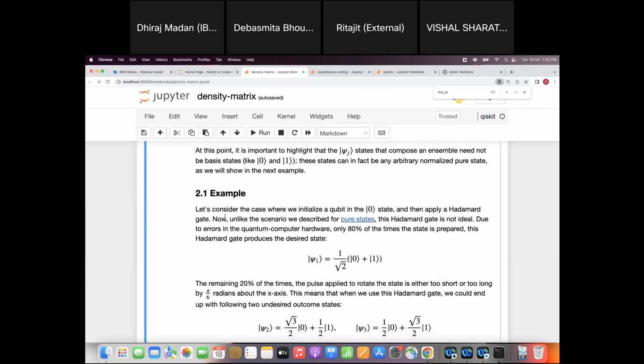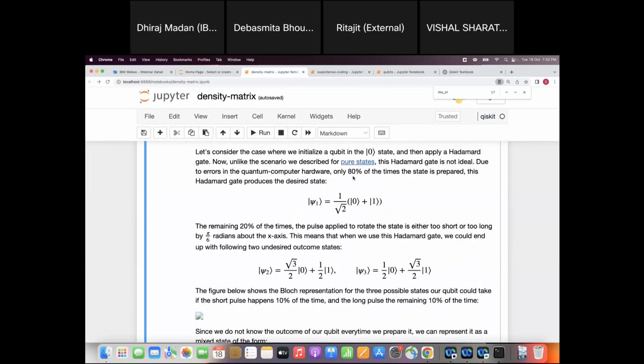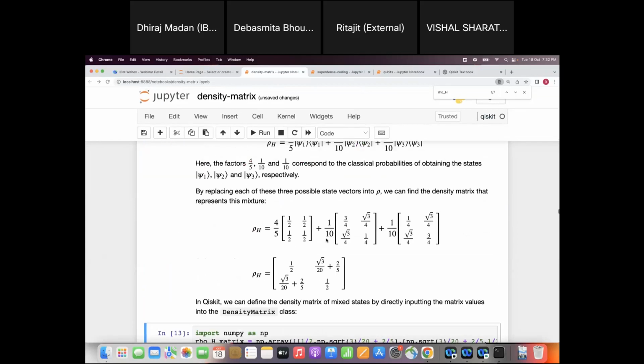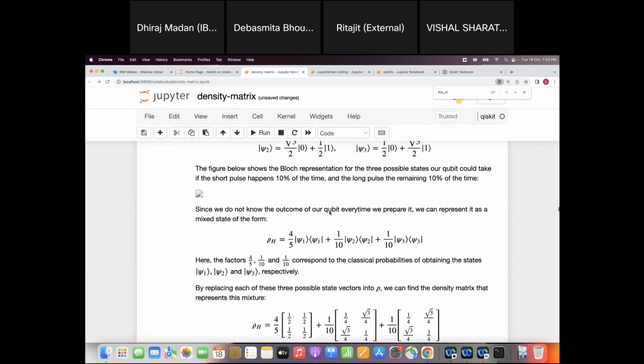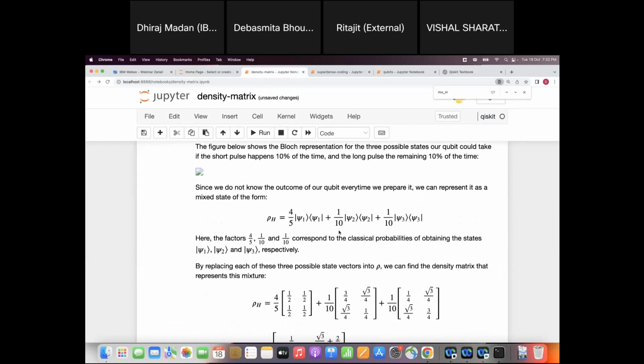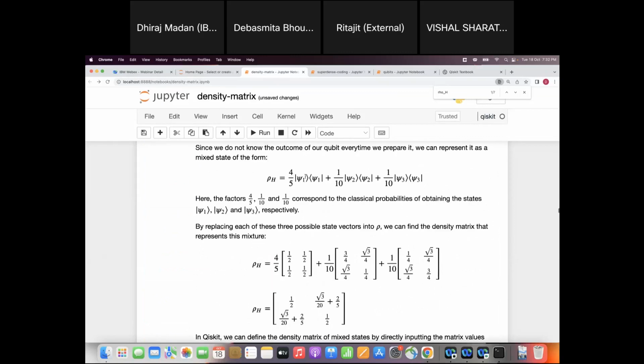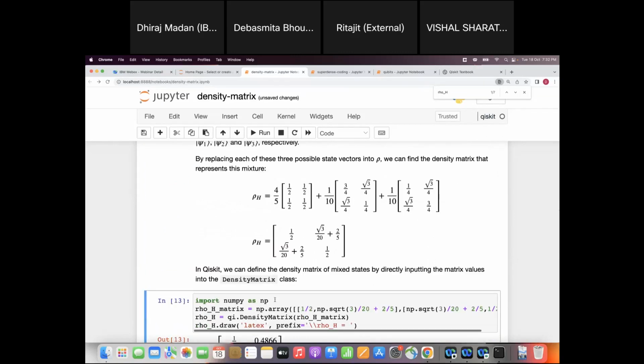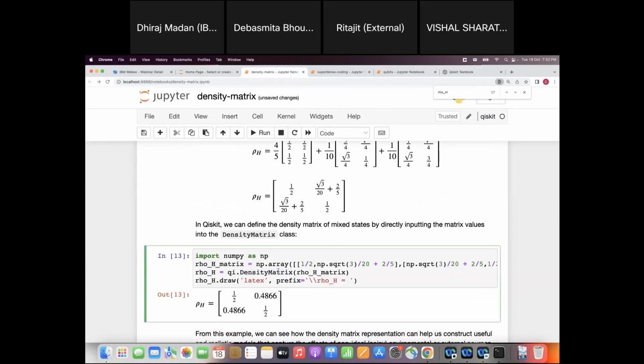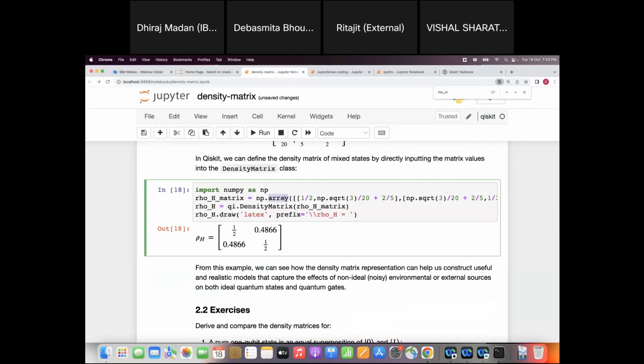Now similarly, I can even discuss more complex states. Here it's a state which with probability 80% is going to be in the state ket plus, and with probability 1/10 and 1/10 it will be a slightly rotated form of ket plus. This rotation can happen in either direction. This is the overall matrix I get. So I do 4/5 times ket psi 1 bra psi 1, plus 1/10 of ket psi 2 bra psi 2, plus 1/10 of ket psi 3 bra psi 3. If you do this linear algebra, you're going to get this matrix rho H. One can then take this rho H and draw it, and this is what you'll get. Here we actually computed it through NumPy.